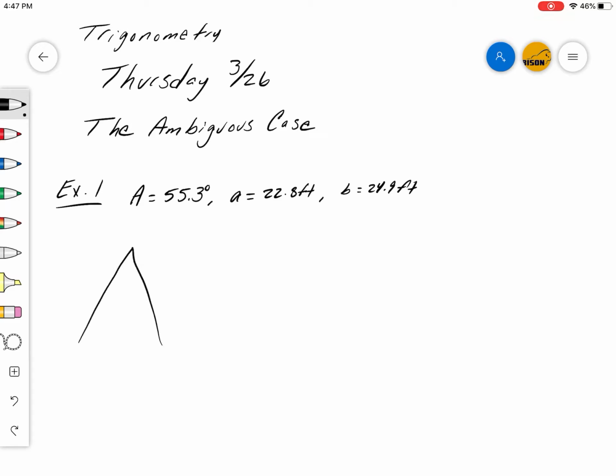Again, make sure you remember that the triangles are not going to be drawn to scale by any stretch of the imagination. I'm going to make this one a little bigger, actually. They're not going to be drawn to scale by any stretch of the imagination, and we just got to roll with that. That's not a big deal to us, okay?